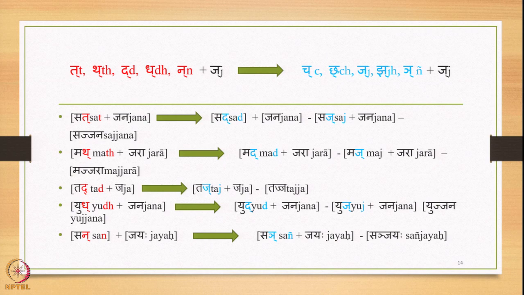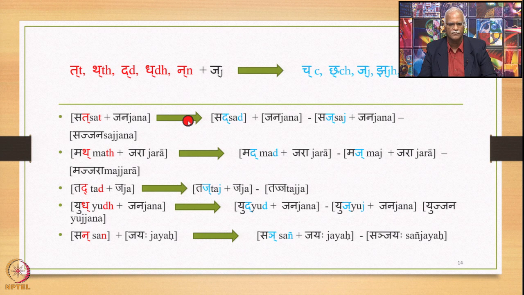Then we have tatha dadhana plus j, and the output generated is chacha jajha nya plus j. So we have the compound example sat plus jana. So ta coming at the end of this word and j coming at the beginning of this other pada. This is a compound. So samhita is obligatory, and so this ta will be then substituted by the, sad plus jana, and this the will be substituted by j, saj plus jana, that is sajjana. Similarly, math plus jara, tha will be substituted by the first, and then the will be substituted by j, and so we'll have majjara. Then we have tad plus j, where the is substituted by j, so we have taj plus j, that is taj.